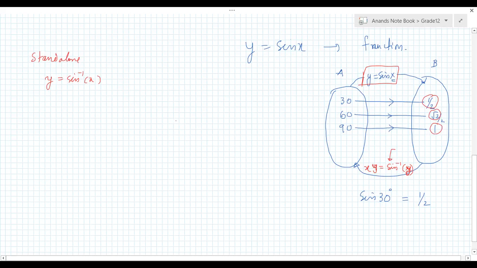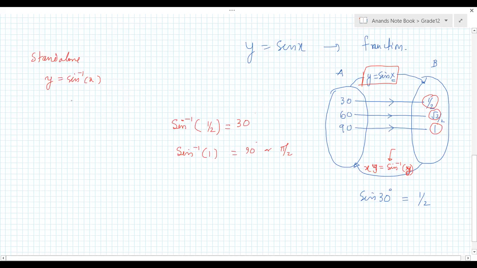So if you say, this is the inverse, I'm going to put the parameter half, what will it return? What is the answer? 30. Okay, if you say sine inverse of 1, it's going to be 90 degrees or pi by 2 in radians. So this is what the sine inverse function does. It takes the value and returns to you the angle. Is it all right, guys?